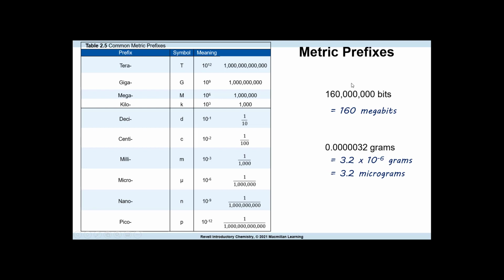So instead of writing it as this huge number, you can write it with the metric prefix and write it as 160 megabits. So bits is the base unit, and mega is the prefix. So where's mega? Mega is right here.